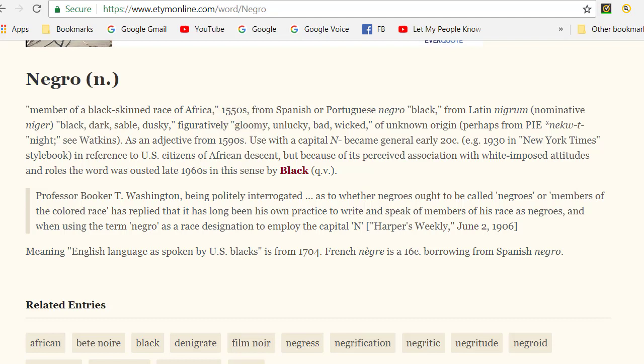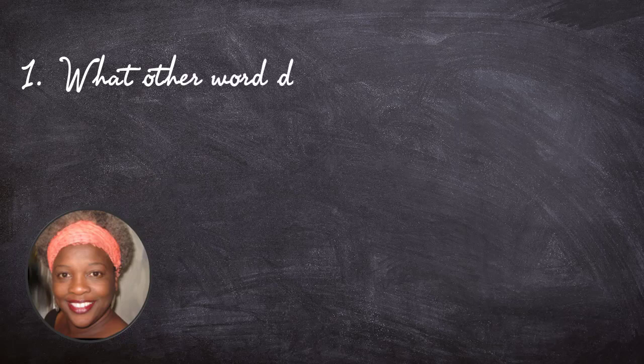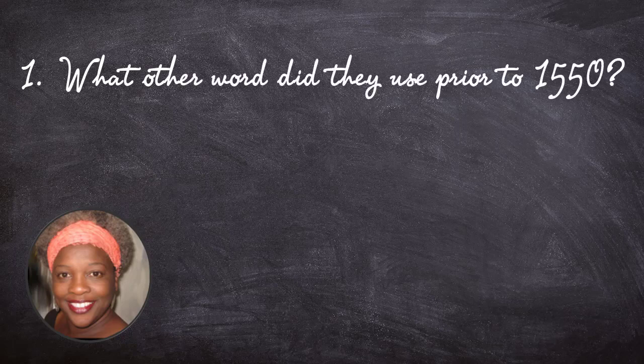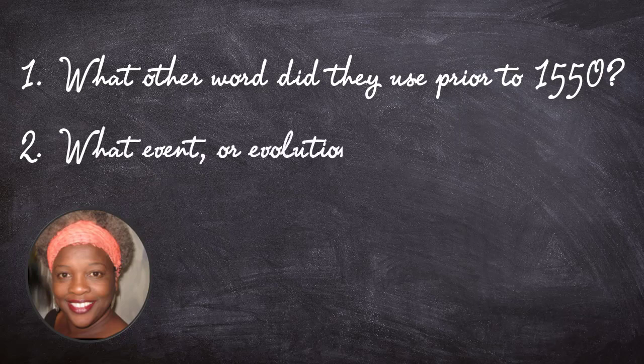It also states that the Negroes are identified as being a member of a black-skinned race of Africa. So the two questions that immediately came to my mind were, if the Spanish or Portuguese were just incorporating the word Negro as black in the 16th century, what other word did they use prior to 1550? Though a natural first thought-provoking question, it didn't seem relevant to my research. The more relevant question was, what event or evolution occurred that influenced the Spanish or Portuguese language when they incorporated the word Negro to mean black? We'll look at that in a moment.